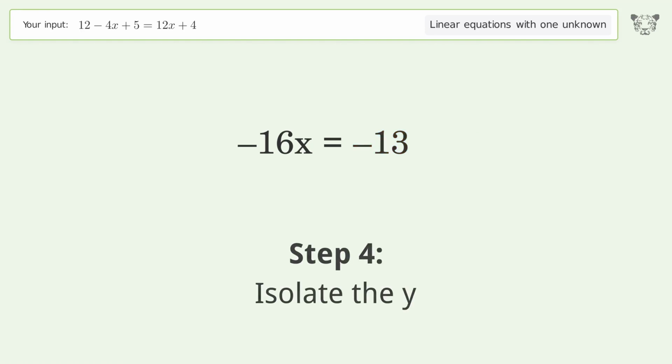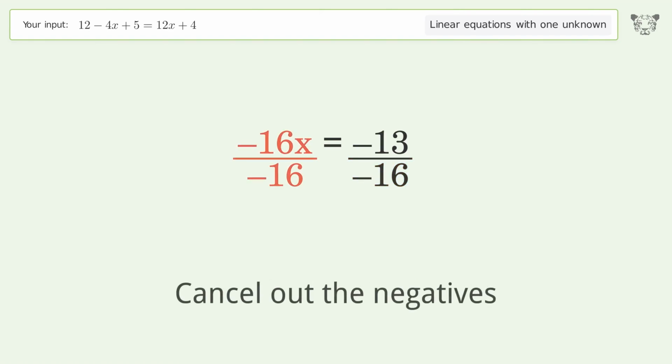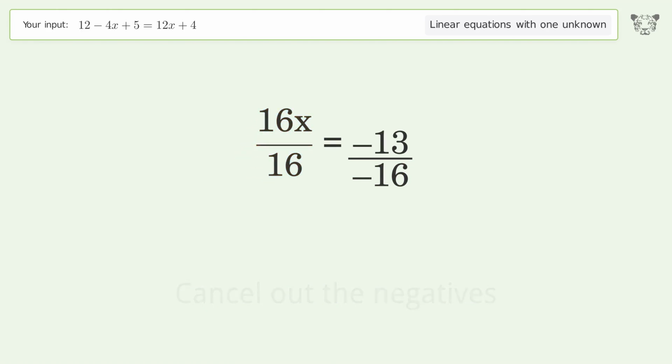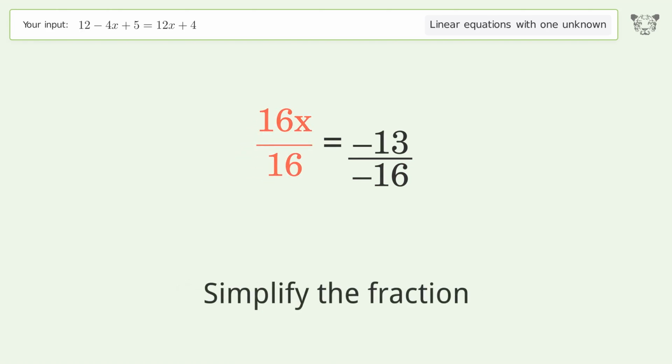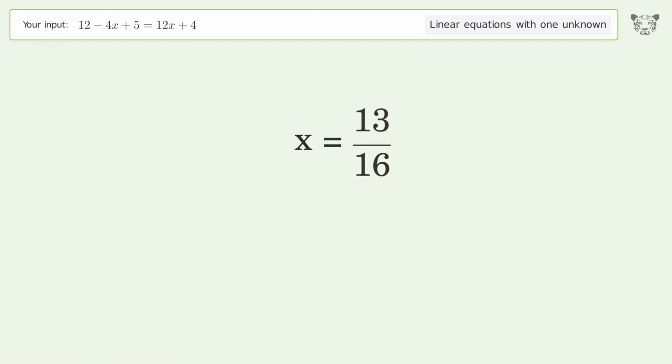Isolate the y. Divide both sides by -16. Cancel out the negatives. Simplify the fraction. Cancel out the negatives. And so the final result is x equals 13/16.